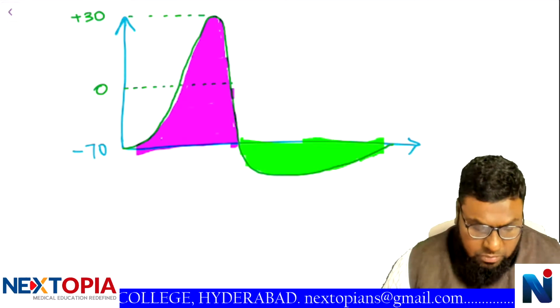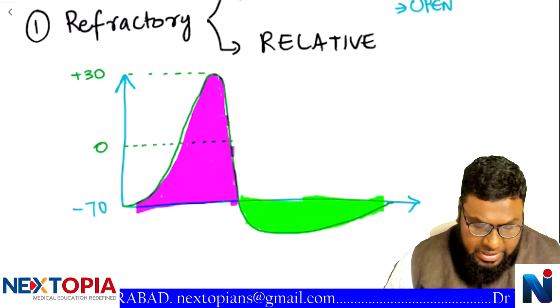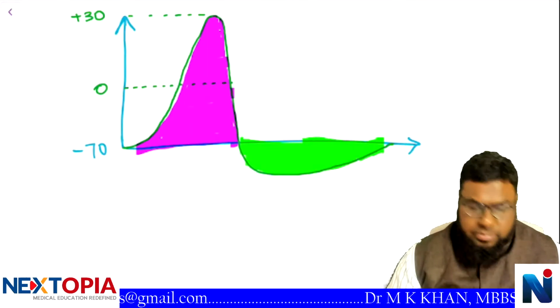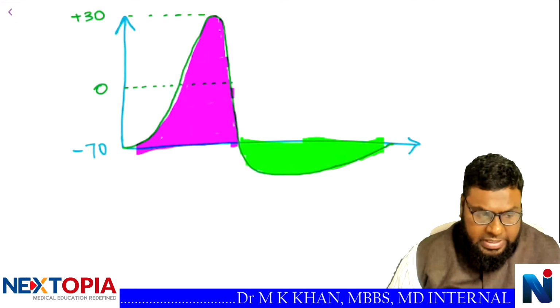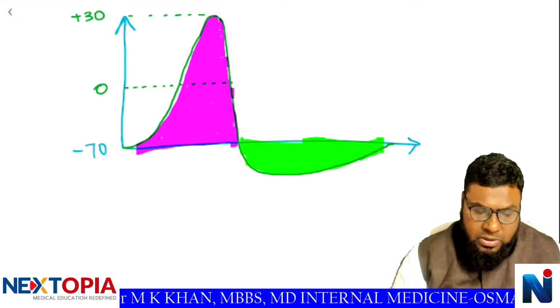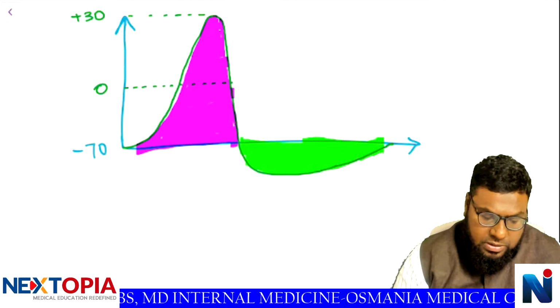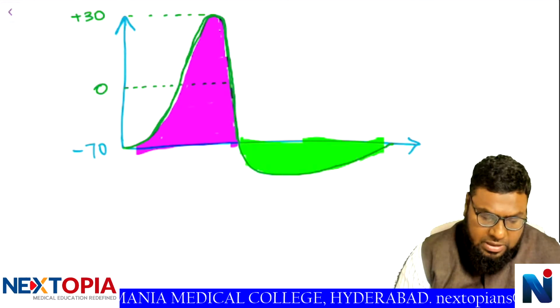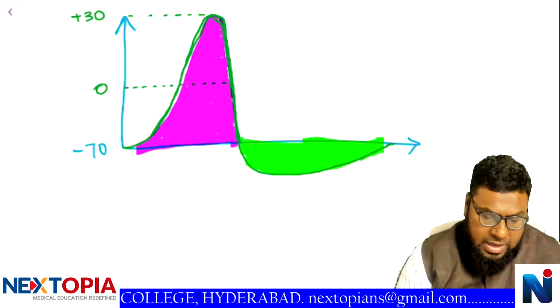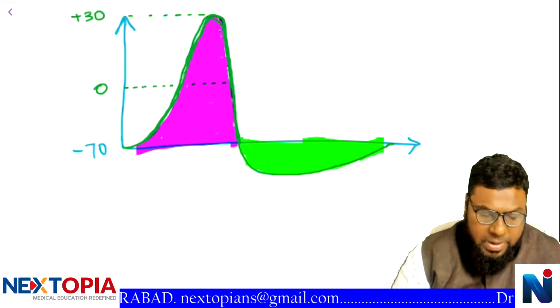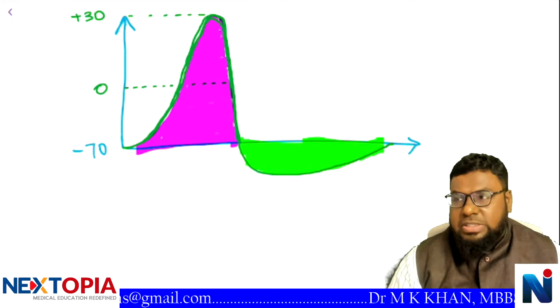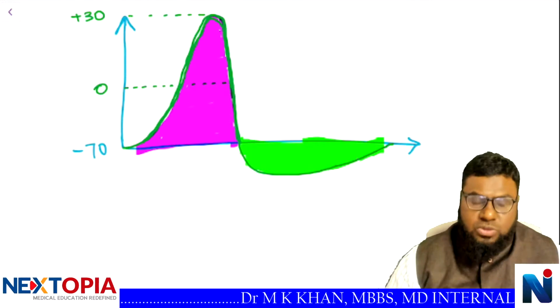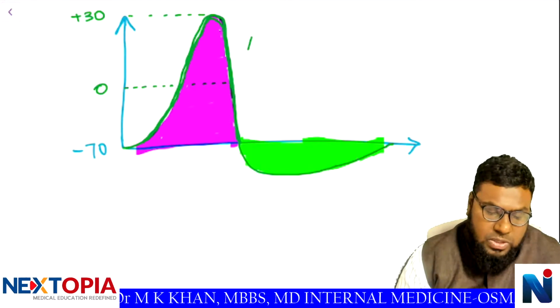So welcome back. We were discussing absolute refractory period and relative refractory period. In this diagram, the pink shading I did of the action potential is depolarization followed by repolarization till the resting membrane potential is reached. In this, no matter how strong the stimulus is, a second action potential is not generated. This is because of fast sodium channels, and you call it the absolute refractory period.